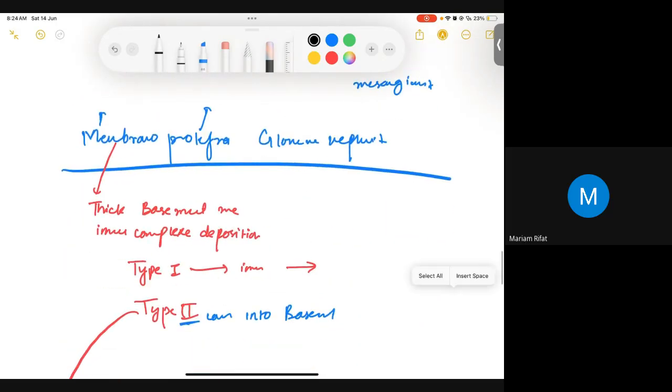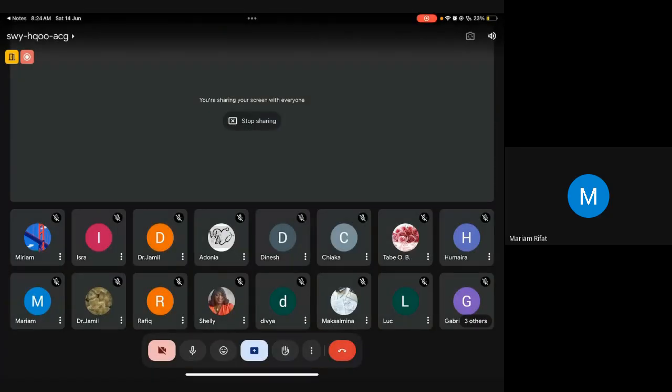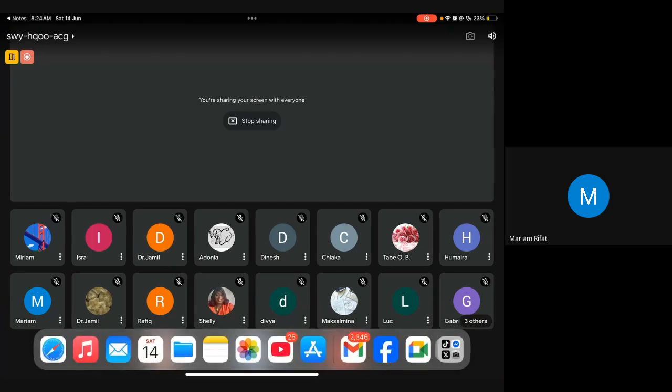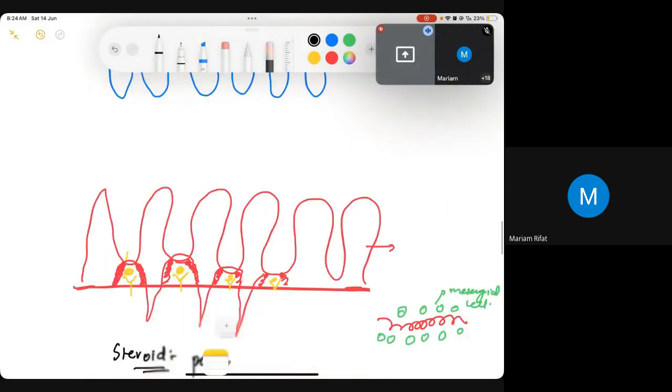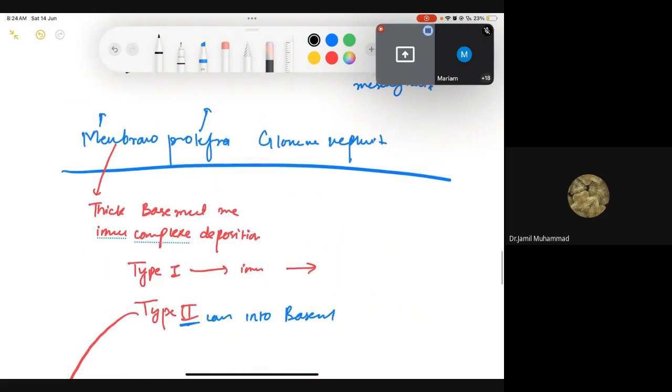Let me just choose someone who can summarize it for us. Dr. Jamil, can you please summarize this pathology for us? Right from the beginning, membranoproliferative glomerulonephritis. Yes, membranoproliferative. There is thickening of the membrane due to some proliferative process in glomerulonephritis.